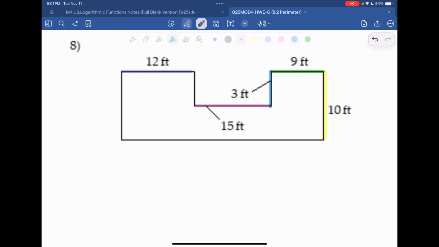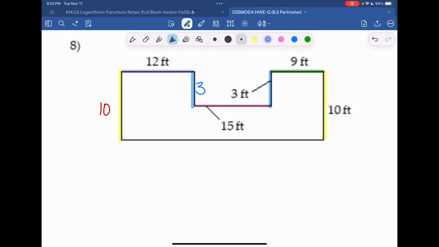So if I look here, this side is the same as this side. That tells me then that this side here has to also be 3. And then I know that this side has to match the side across from it, so it has to also be 10. Now, the other side, not quite so straightforward, but that's okay. We can figure it out.